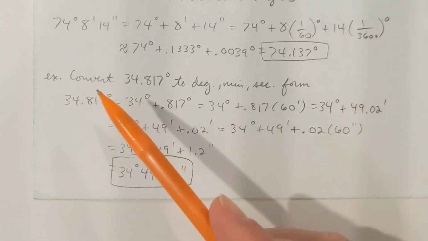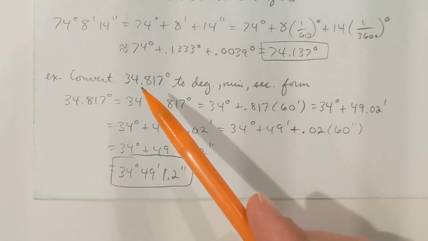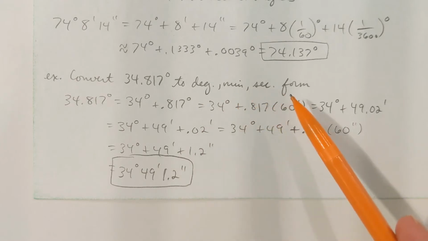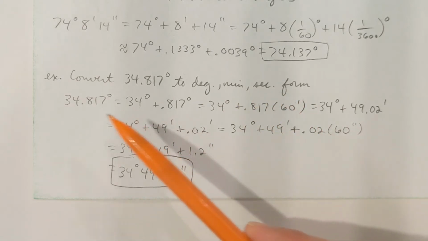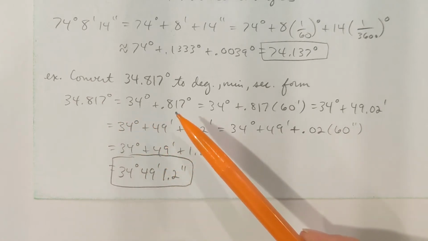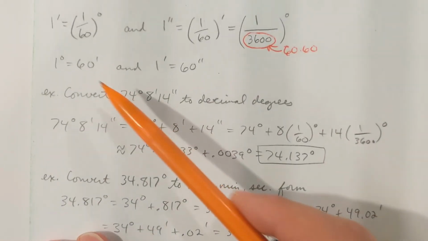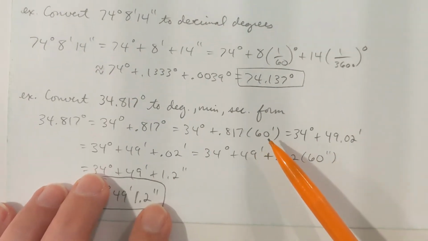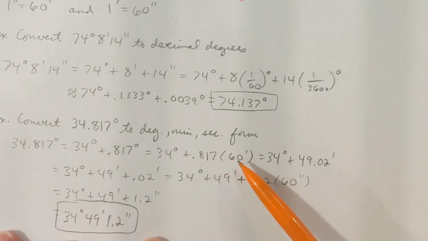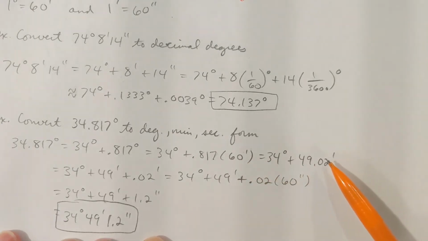Okay, going the other way, suppose that we have an angle that is 34.817 degrees, and we want to change that to degree, minutes, seconds form. Well, 34.817 degrees is the same as 34 degrees plus 0.817 degrees. 1 degree is the same as 60 minutes. Okay, and so if I multiply 0.817 times 60 minutes, that would be 49.02 minutes.